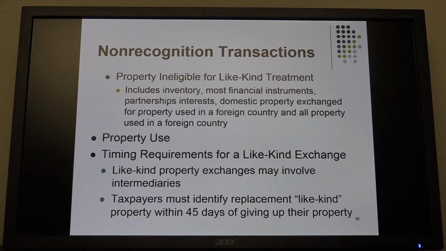As far as property use, just remember you can take property that you've used in a trade or business and exchange it for property that you plan to hold for investment, or vice versa. That works.